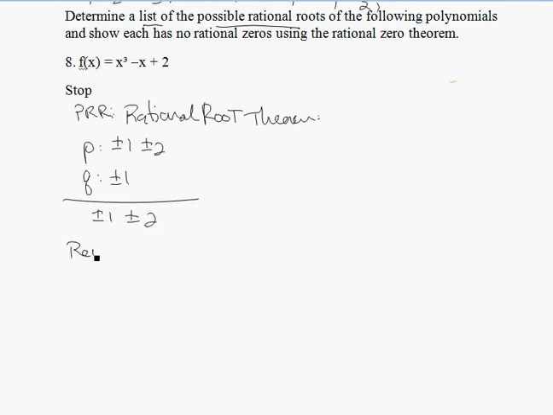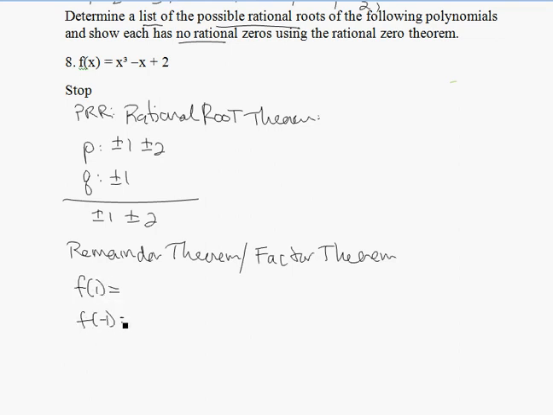I now want to use the remainder theorem and the factor theorem, where the factor theorem is just a special case of the remainder theorem. If you get a remainder and the remainder happens to be 0, then that means you have a factor or an x-intercept of the polynomial. Here we want to show that there are no rational zeros. So we want to take our function f and evaluate it at 1, at -1, at 2, and -2.